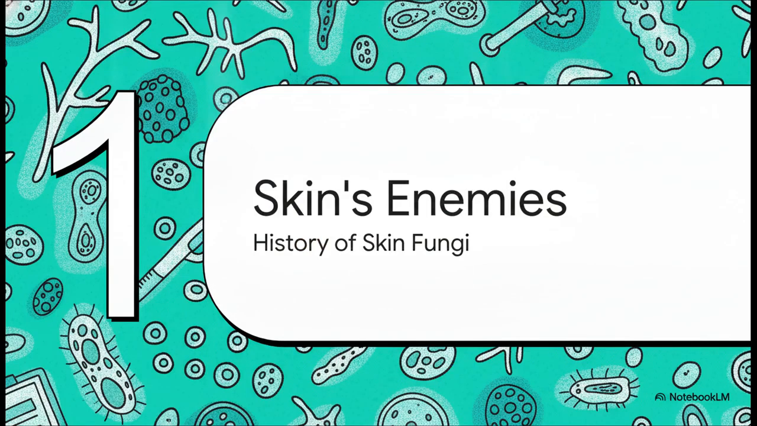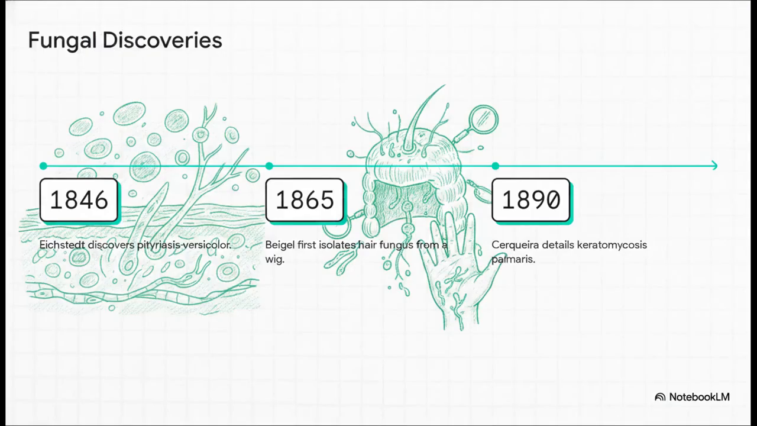Section 1. Skin's enemies. Exploring the history of skin's microscopic enemies. You know, human beings have actually been battling these specific microscopic enemies for over a century and a half. Scientific detectives were on this case incredibly early. Way back in 1846, Eichstätt first identified the culprit behind pityriasis versicolor. Then, in 1865, Bagel managed to isolate a specific hair fungus from a wig, of all things. And by 1890, Cercara had detailed palmar infections.